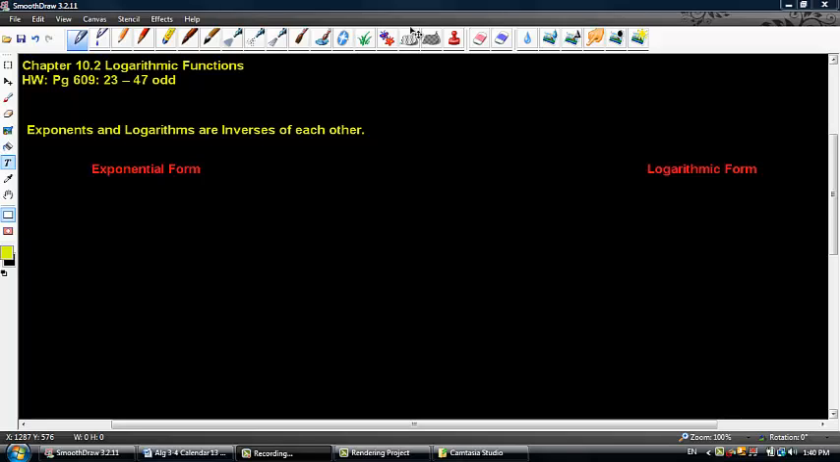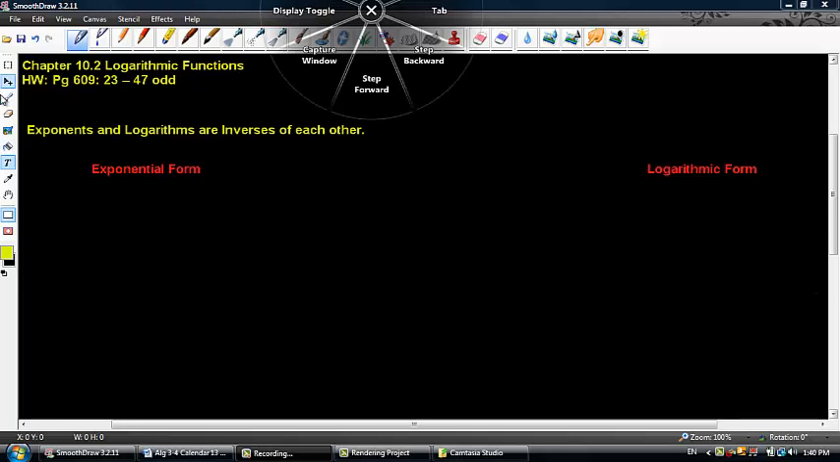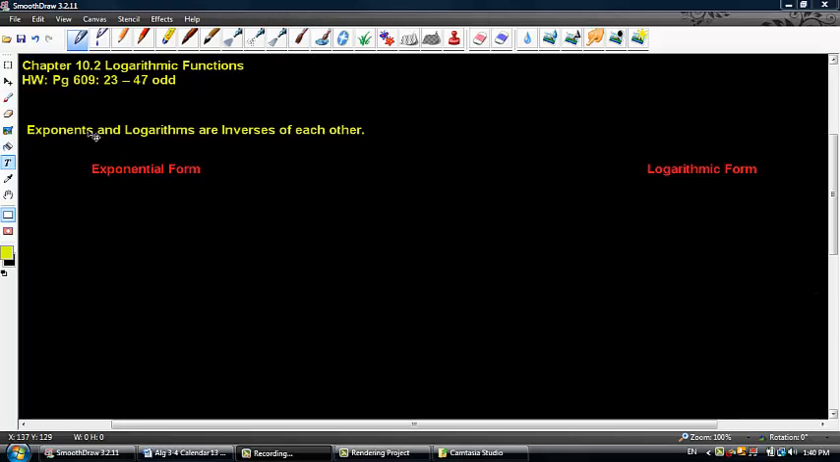Alright, we're on chapter 10.2, which is logarithmic functions. What we're going to do is study the inverse of an exponential function. That's the first thing you guys got to know: exponents and logarithms are inverses of each other. So if I take any type of exponential form that you're familiar with, let's say b to the x equals a.